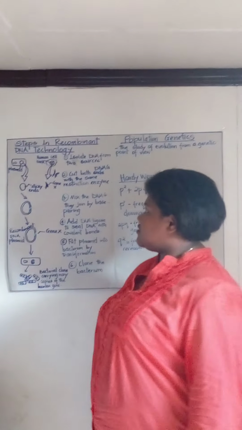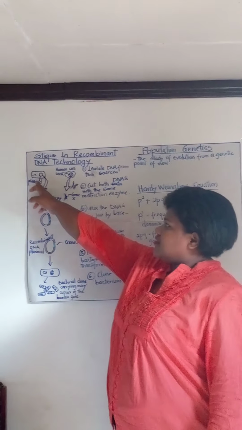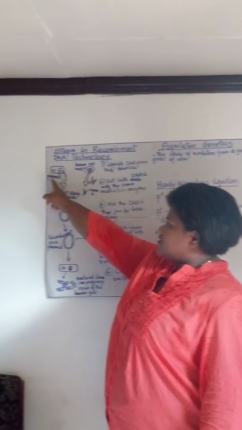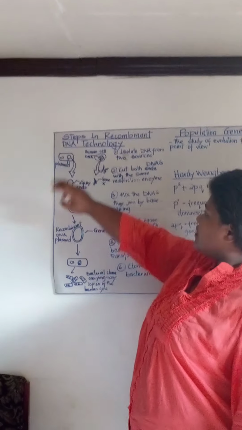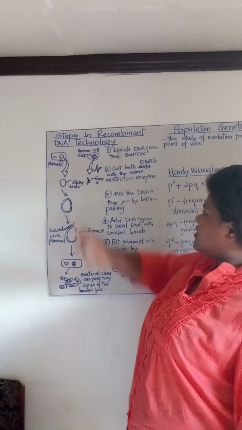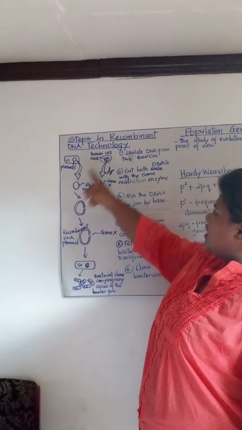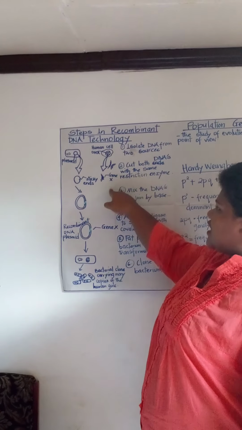From the lesson notes, these are the host. The host is being taken out. The plasmid. This is a human cell DNA. It's been taken out. The gene has been taken out.